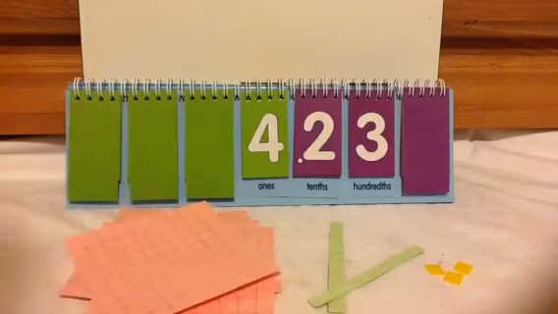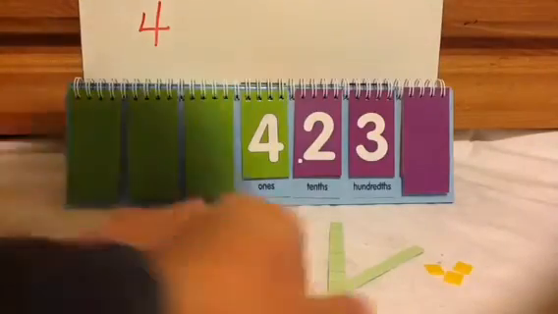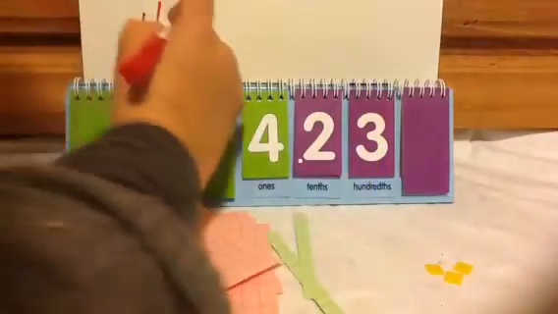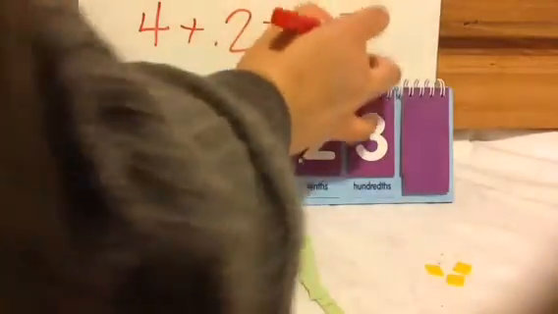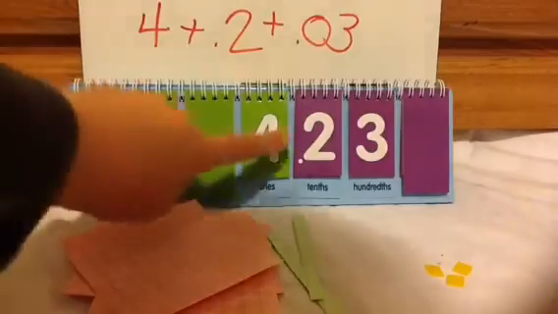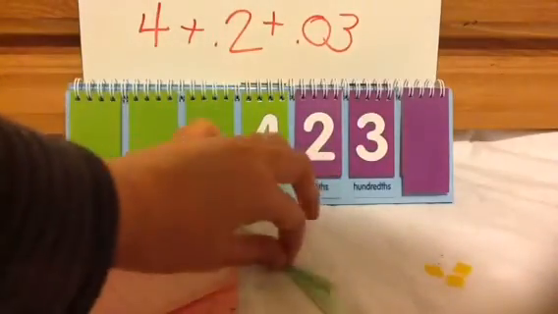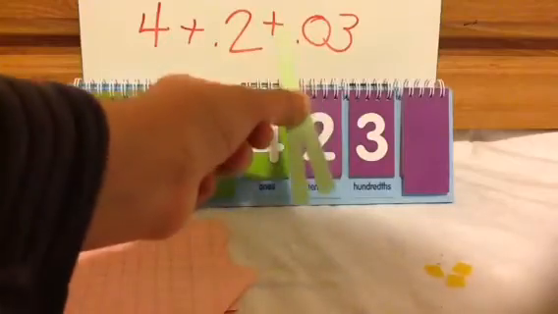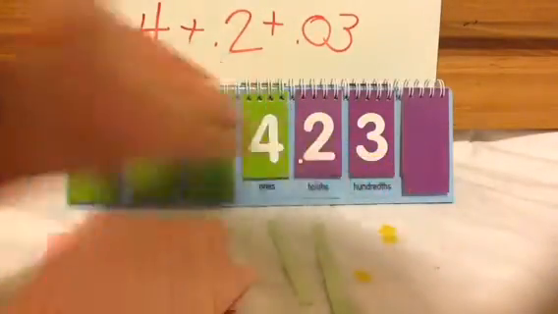So this is 4 whole, so I'm going to say that. This is 2/10, so I'm going to say that. And then this is 3/100, so I'm going to say that. And so that's what it looks like in expanded form. You're saying you have 4 ones. Well, here they are. You're saying you have 2/10. Well, here they are, 2/10, which equals 20 cents. You have 3/100, which is this.